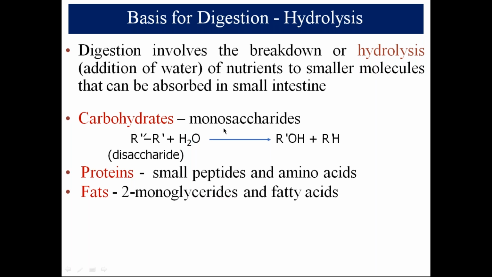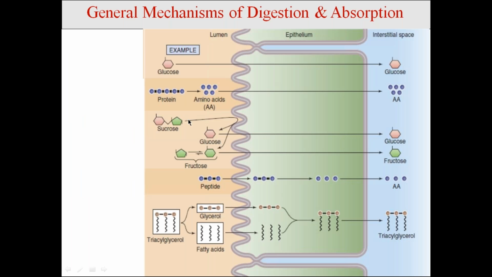So for carbohydrates, you have the monosaccharides, as I told you. For proteins, it's basically the smaller peptides and the amino acids. And for fats, you have the monoglycerides and the fatty acids. Another thing is that there are certain mechanisms by which it occurs. Now, if you ingest a monosaccharide, then it can be absorbed directly, right? So it doesn't need further digestion. So the general mechanisms of digestion and absorption follow certain principles.